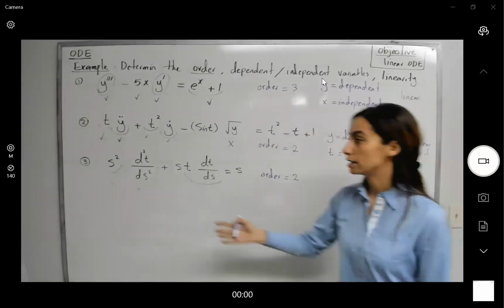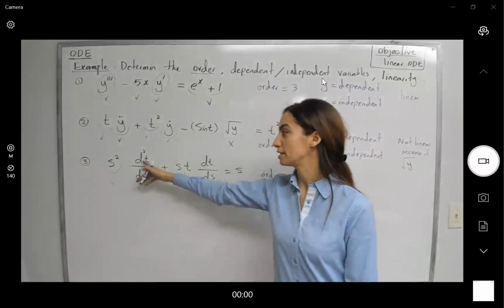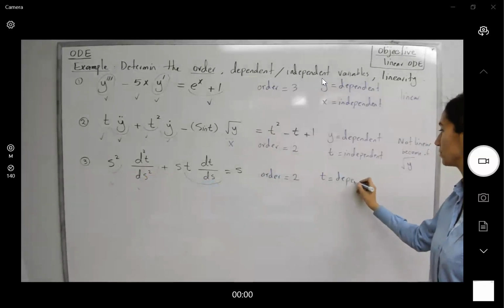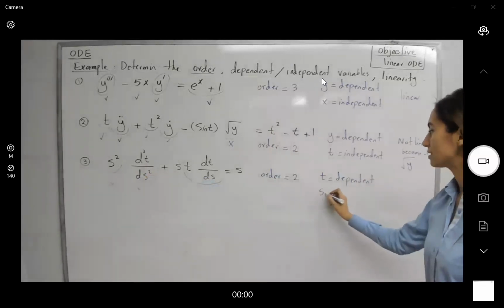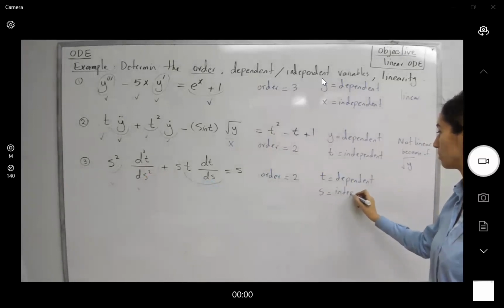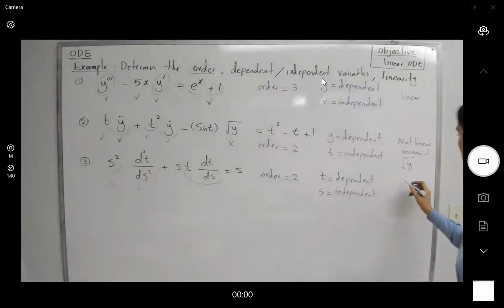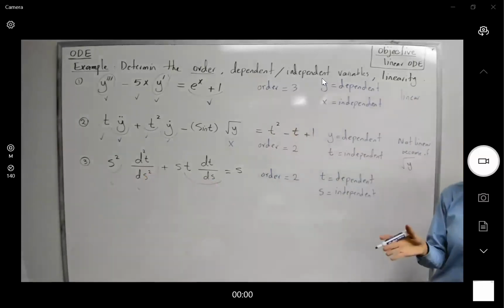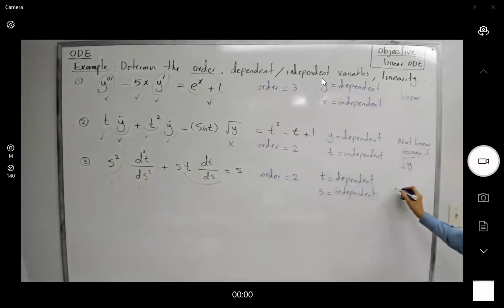The independent variable is s, the free variable is s, and t depends on s. T is dependent, and s is free or independent. As you can see, it's not linear because you have t times the derivative of t. Not linear because of t times dt over ds.